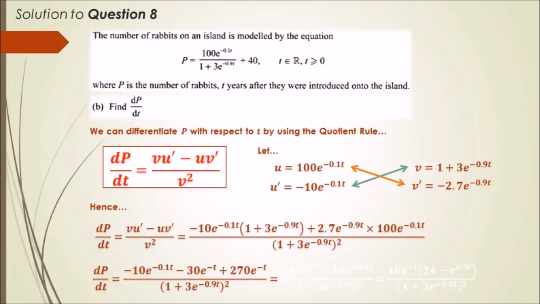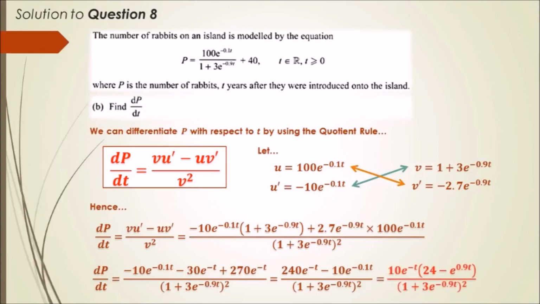So just have a look. Next one, so minus 30 plus 270 give you 240e to the power minus t, and of course minus 10e to the power negative 0.1t. And lastly, we can factorize 10e to the power minus t out, and we should get the following. Voila, that's it. Man, this can really drag your breath out. So I hope this helps, guys, and for those continuing, get ready for part C.